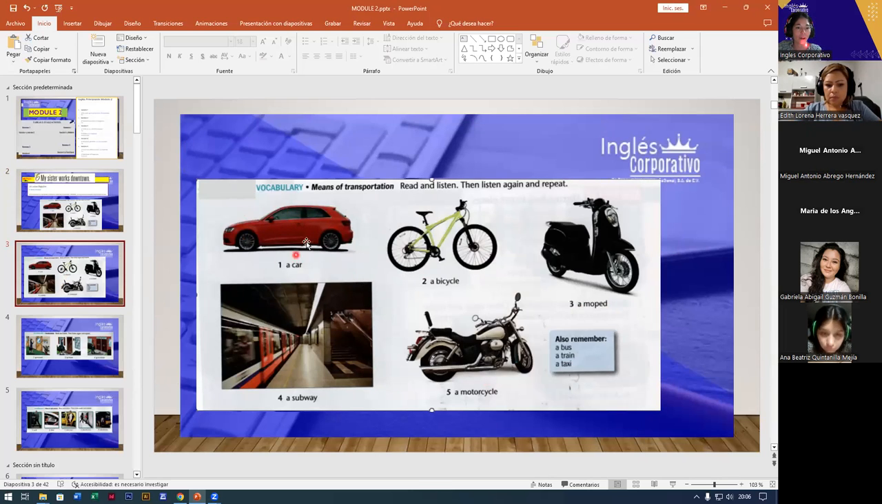We have a car, a bicycle, a moped. We have a motorcycle, a subway. Well, a subway we don't have here in El Salvador. Not at the moment, right? But supposedly in the future. And also remember that we have other types of transportation. For example, a bus that is very popular here in the country and very necessary. We also have a train that in the past we had here in our country, and the taxi that now is very common, very necessary too.